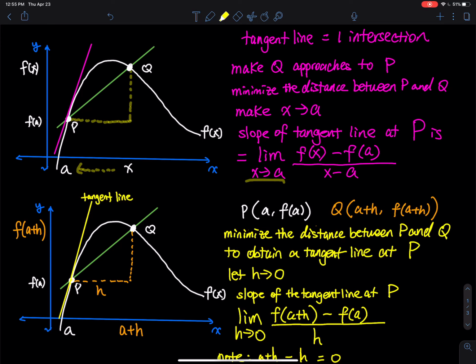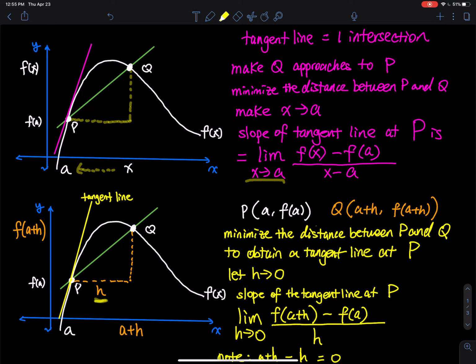So what about the point Q? The point Q, I am not going to call it X anymore. Here is how I am going to interpret this. I start at point P. The coordinate is A comma F of A. And then I take H steps forward.